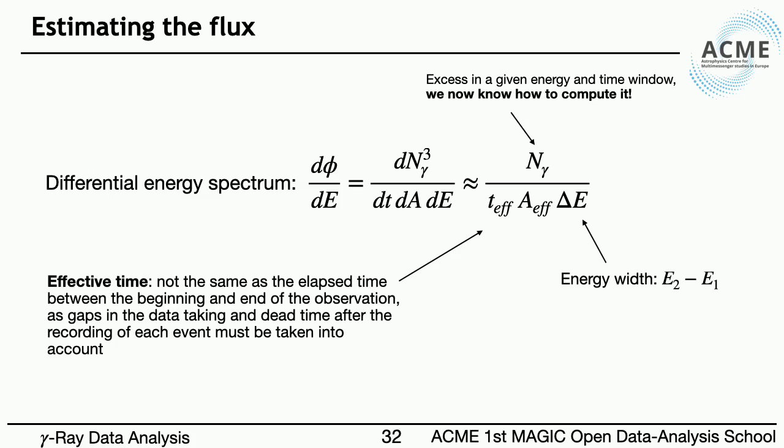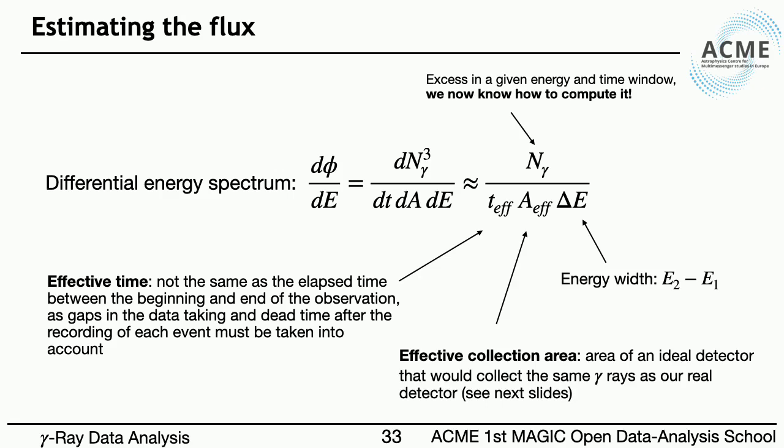T_eff is the effective time. It is important to remark that this is not the elapsed time between the beginning and the end of the observation. The reason is that there might be gaps in the data taking, which must be taken into account. Also, an important thing to highlight is that after each recorded event, the detector is dead for a short period of time. This is called the dead time and must be taken into account. But luckily this information is available for each observational run and is usually stored in our dataset.